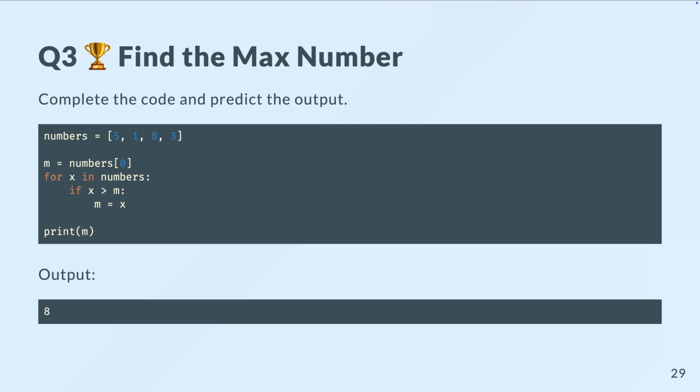We loop through the list and keep the current best in m. If x is greater than m, x is the new current best, and we set m to x. The largest number in the list is 8, so the output is 8.